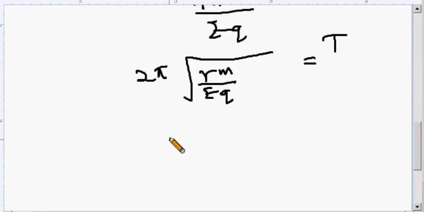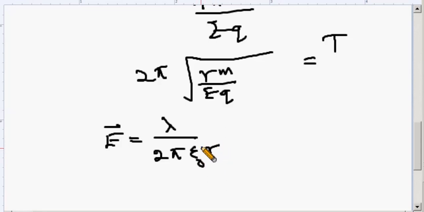But in a real-time examination, you should remember the equation E equals lambda divided by 2 pi epsilon naught r. This equation you should remember, you should keep it in mind. So let us apply it. It is out of the scope here, but I will show you how we get it afterwards. So we can apply it here.